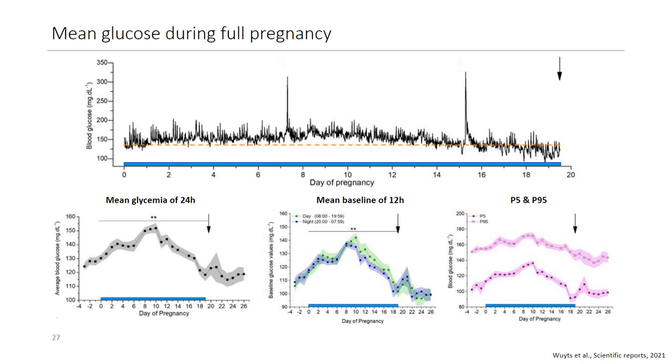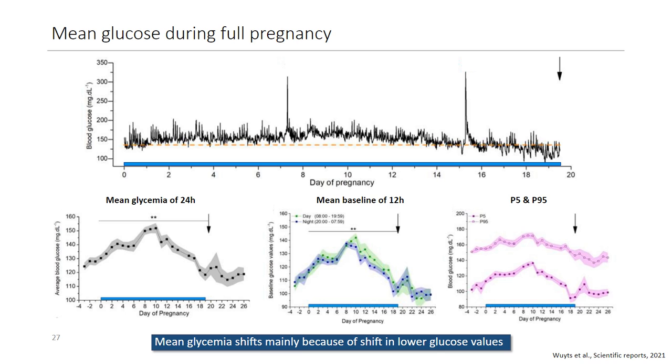And in this graph, we can see that the 95th percentile actually is less variable than the 5th percentile, which means that the shift of mean glycemia is more because of a shift in the lower glucose values, represented by the 5th percentile, compared to the higher values. So it's more baseline values that will start changing than the peak values.